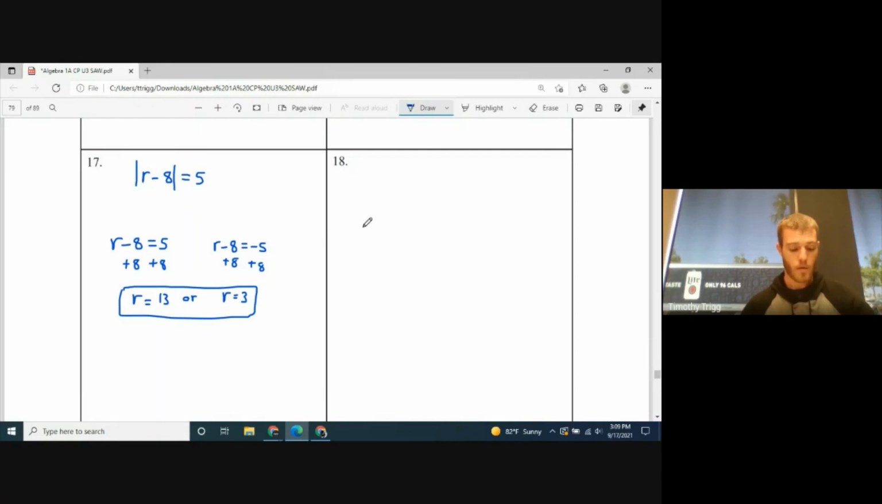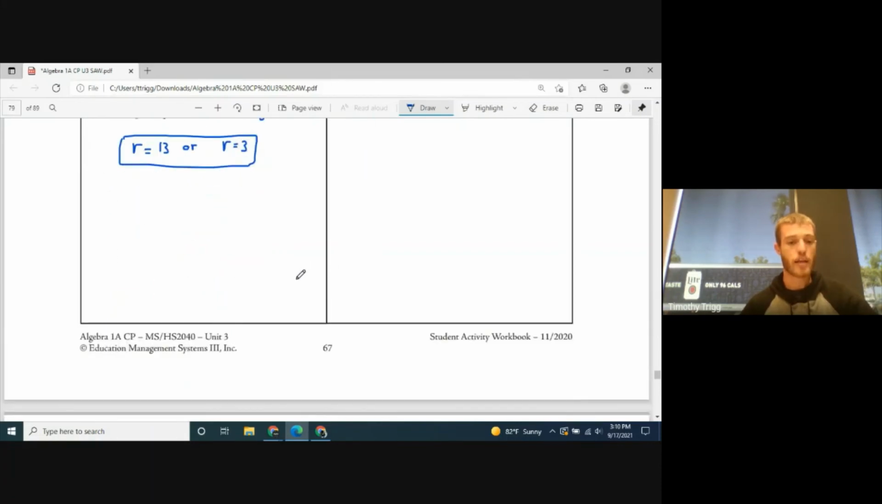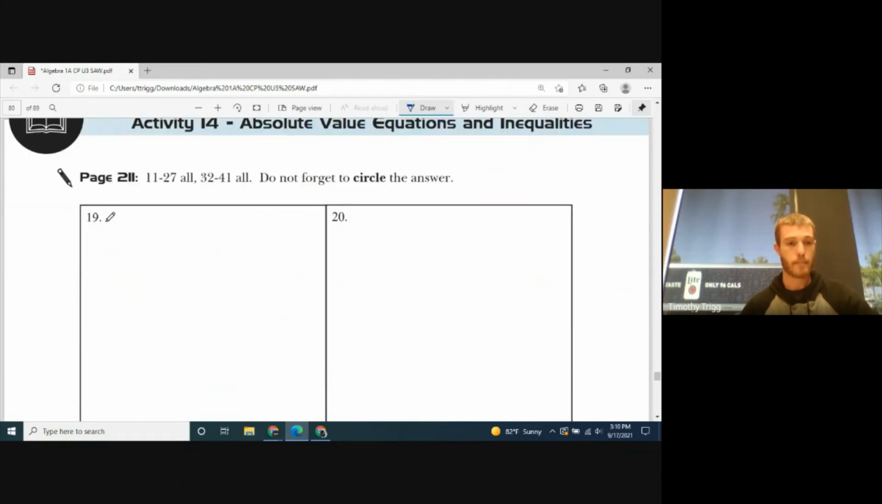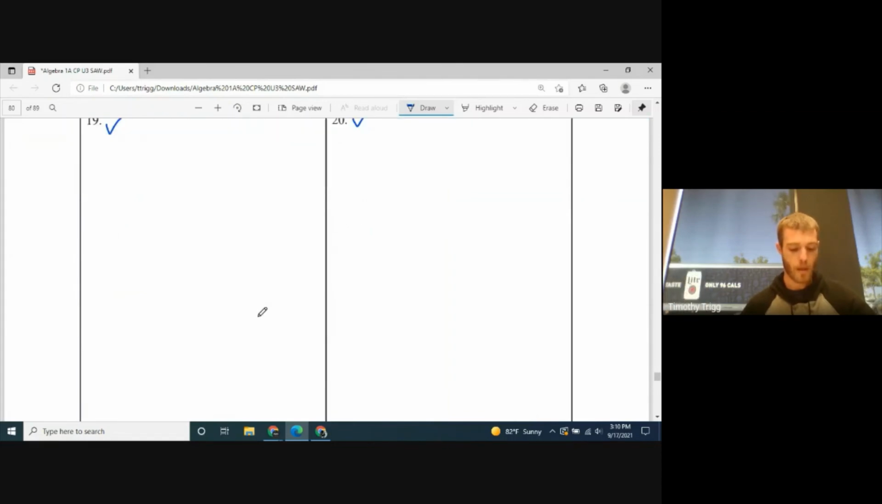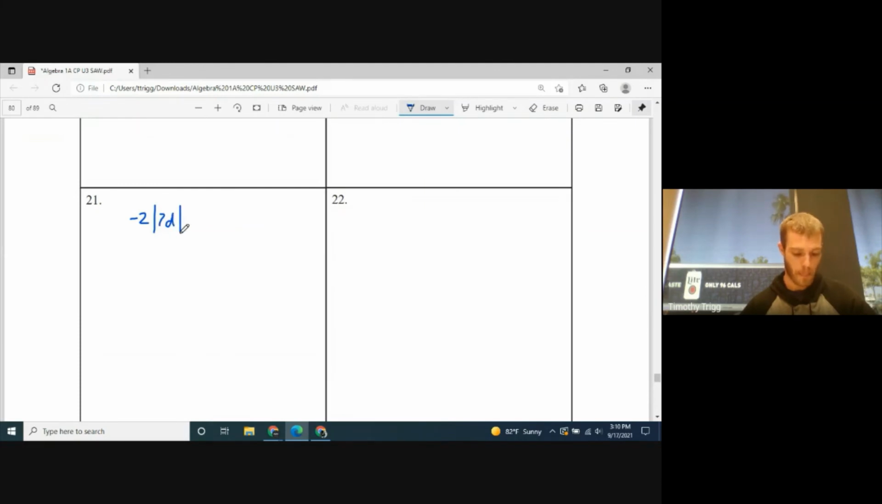With that example in mind, go ahead and try number 18 on your own, as well as number 19 and number 20. Number 21 we'll do together. This one says negative 2 times the absolute value of 7d equals 14.